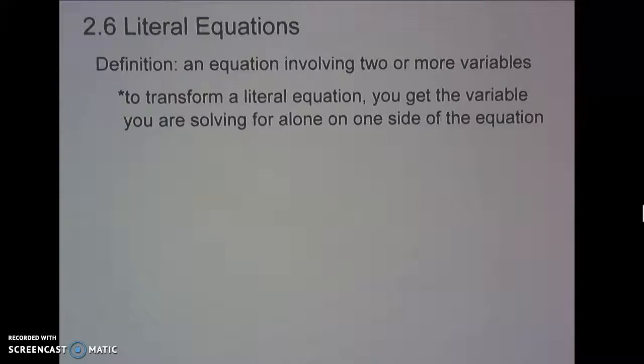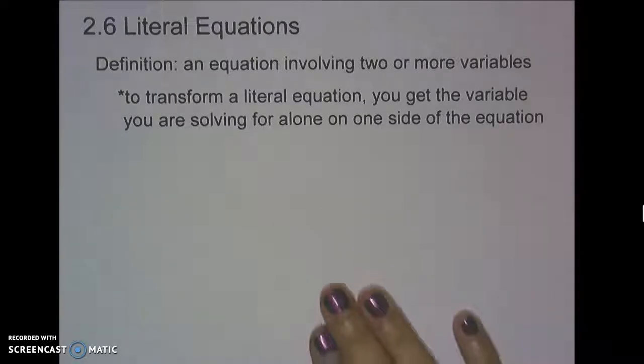Now, to transform a literal equation, you get the variable you're solving for alone on one side of the equation. Doesn't matter if it's the left or the right. Our job is to get whatever variable they're telling us to get by itself on one side of the equal sign. Okay?